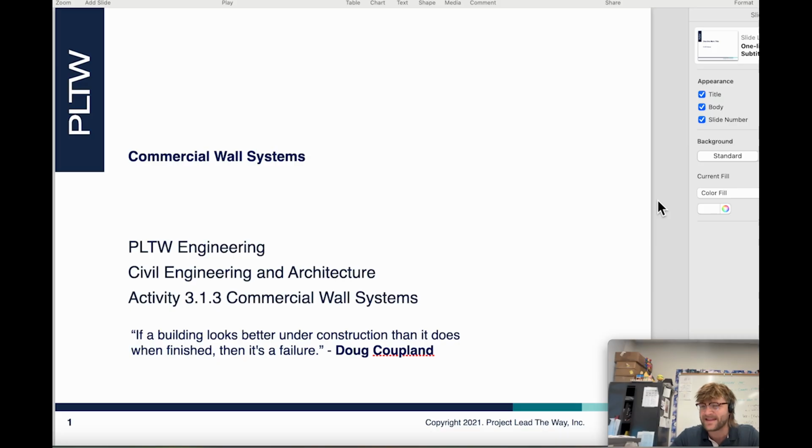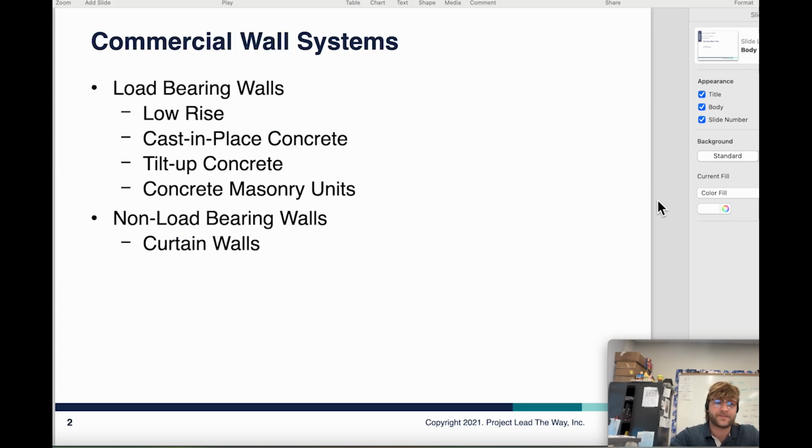One of the big ideas that's also very, very important: commercial wall systems are critical to not only the structural integrity of the building, but also the building aesthetics. A lot of the times people think instantly, oh yeah, it's entirely structural integrity. That's the only thing that matters. It is very, very important, of course, but also included in that is the building aesthetics. So keep that in mind.